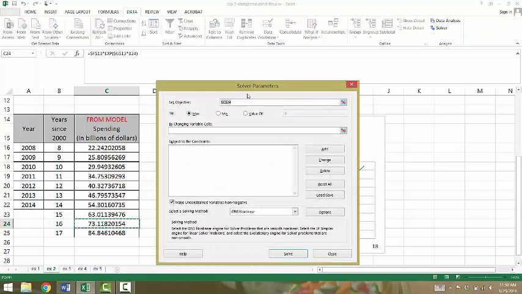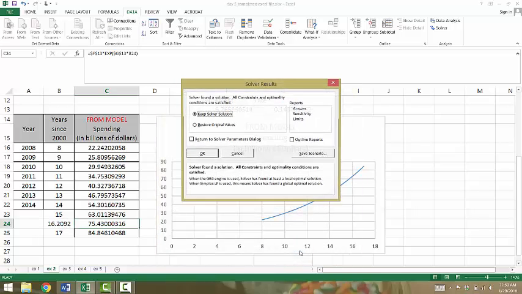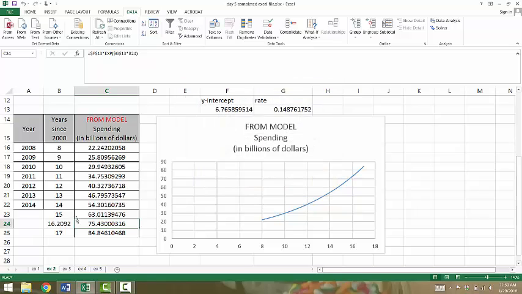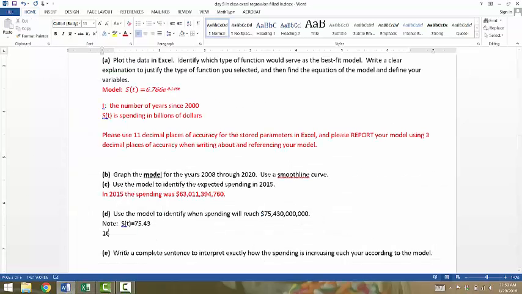There we go. It says take this Y value cell, make it a value of 75.43 by changing the X value cell. I select solve, and it changes it for me. It says that happens at 16.21 years after 2000. So 16.21 years after 2000. So a bit into the year 2016.